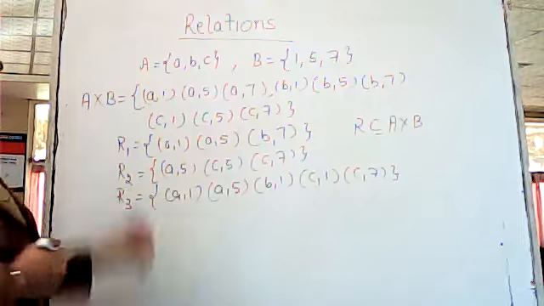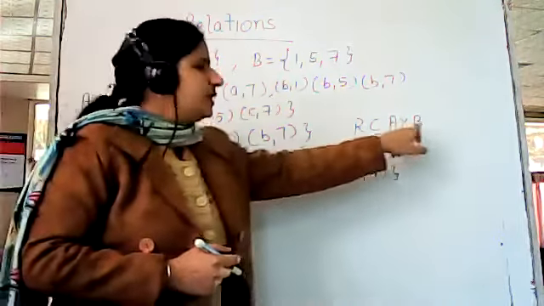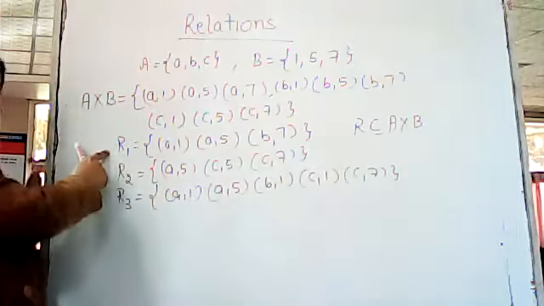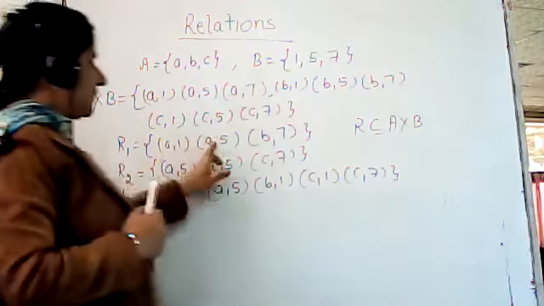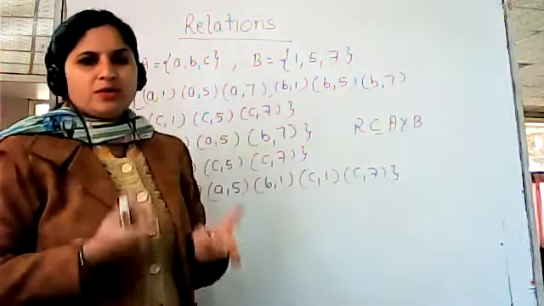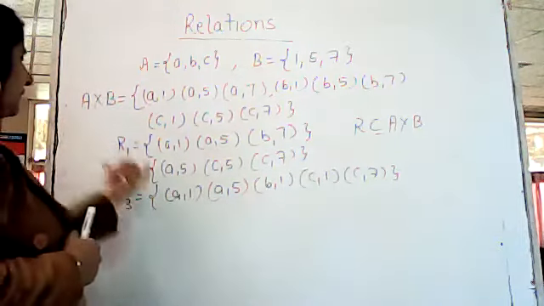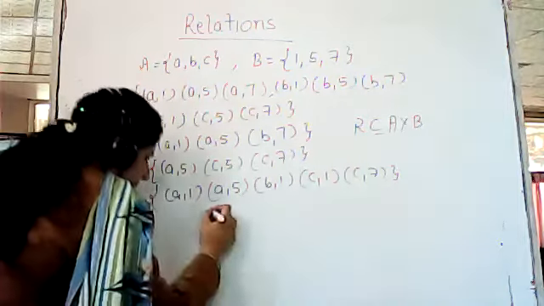And what is the condition? The relation must always be a subset of the Cartesian product of two given sets. Now suppose this is the first relation, that is R1. Now I want to understand this relation with the help of an arrow diagram. Or you can say, what is the arrow diagram for relation R1? How can we depict the relation R2 with the help of an arrow diagram? So let us understand this concept.